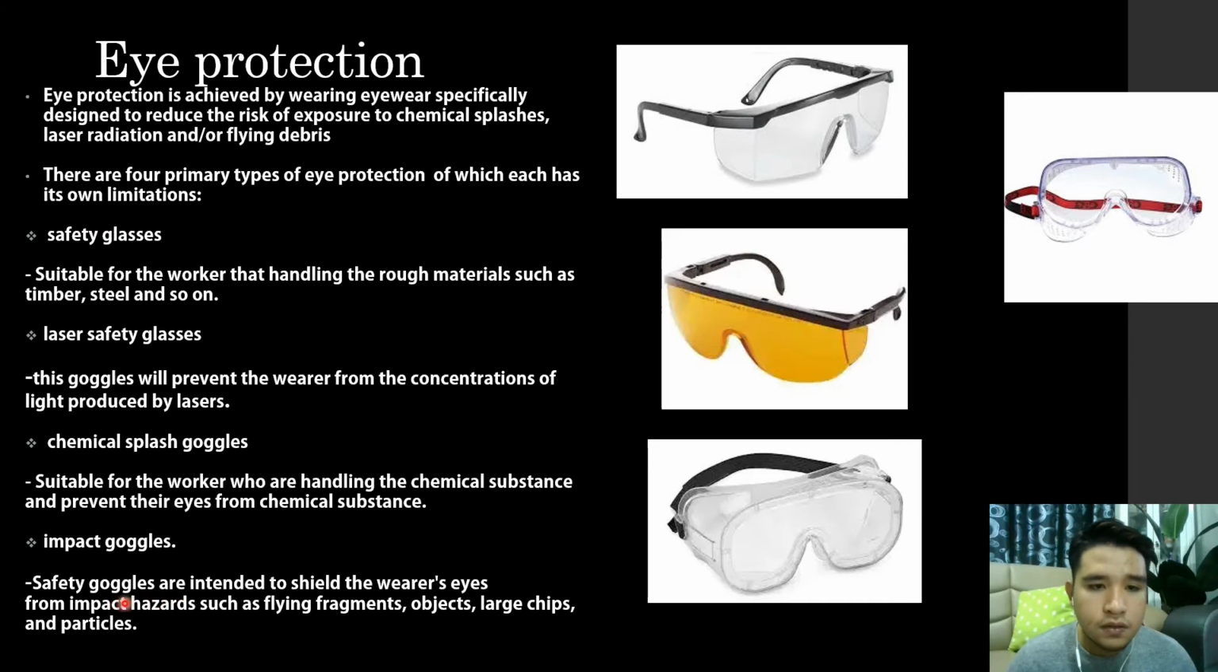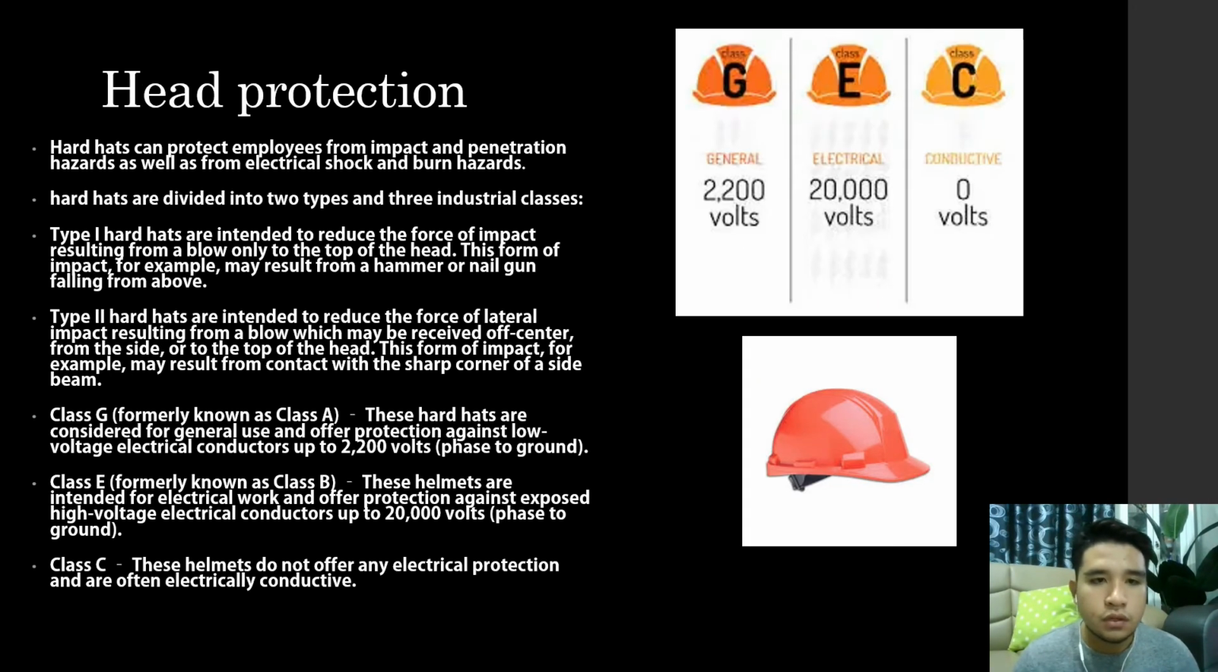Safety impact goggles are intended to shield the wearer's eyes from impact hazards such as flying fragments, objects, large chips, and particles. And this is the picture of the safety glasses. This is for laser safety glasses, and this is chemical splash goggles, and the last one is impact goggles. Okay, next I will continue to head protection. For head protection, I choose hard hats.